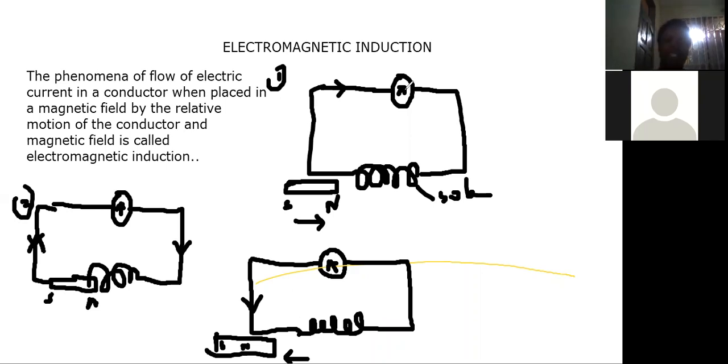If the magnet is kept stationary, the galvanometer shows no deflection. So if the magnet is kept stationary, the galvanometer is not moving, because the magnet is stationary, it is not moving.